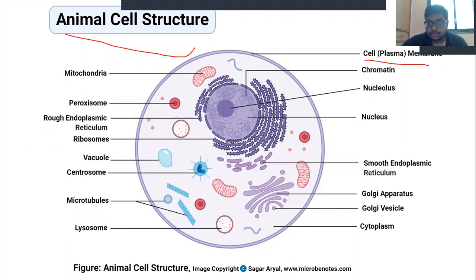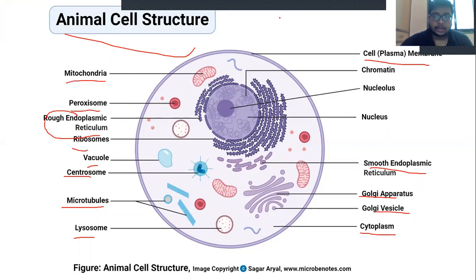Then there is this nucleus. There is smooth endoplasmic reticulum. There are Golgi apparatus, Golgi vesicles, cytoplasm. There are lysosomes. There are microtubules, centrosome, vacuole, ribosome, rough endoplasmic reticulum, peroxisomes, and mitochondrion. All these things. You must know the function of all these things in greater detail.